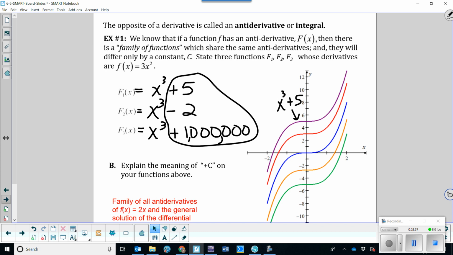Now, think about what derivatives are. Derivatives are the slopes of the tangent lines. So it doesn't make any difference if this has been translated up or down. The slopes of the tangent lines are not going to change. All of those graphs that are colored on here would have the same tangent lines, the same slopes in the same spots. They've simply been shifted. So what plus c means is how much the graph has been shifted up or down. That's what it means.